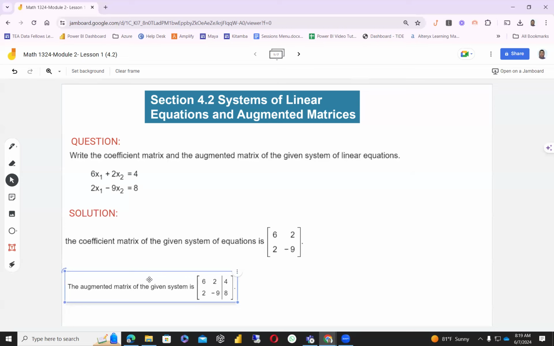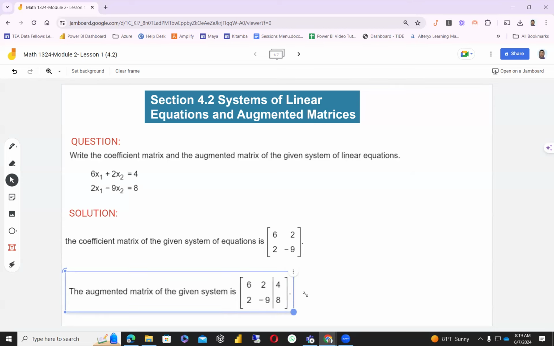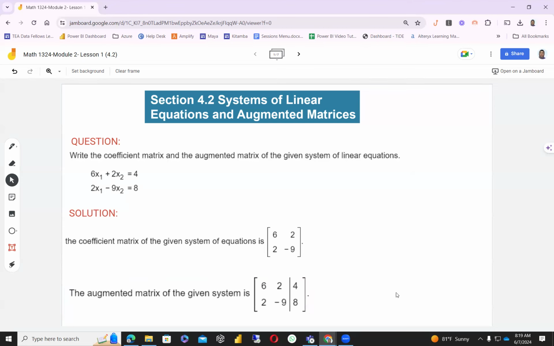Now, the augmented matrix is when you actually remove x1 and x2 and put this system of equations into a matrix. What does it look like? As you can see, the coefficient matrix just comes here immediately, and then you put a line, and then you put the values behind the equation sign. So the first line ends in 4, second line, excuse me, ends in 8. So this is what the augmented matrix for this question is.